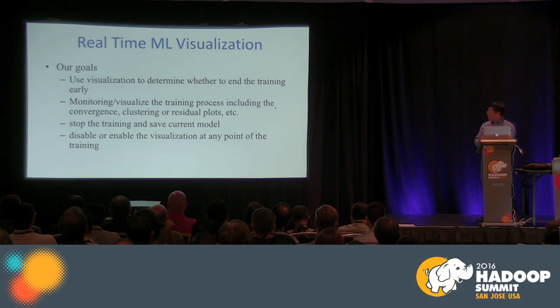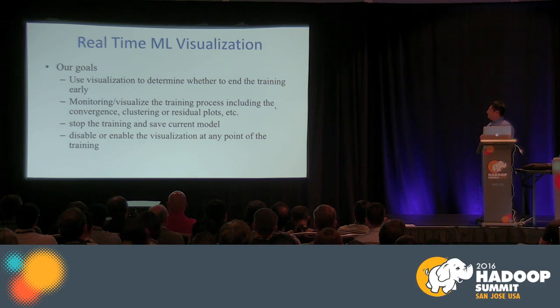Our goal is this: machine learning training is experimental. Sometimes you need a lot of experimentation, and some training runs take a long time. So we want to use visualization to determine whether I want to end the training. Can I end the training early? If it has already converged, why keep it going?